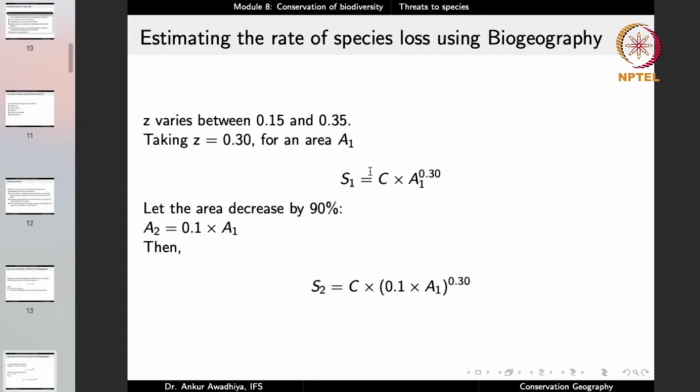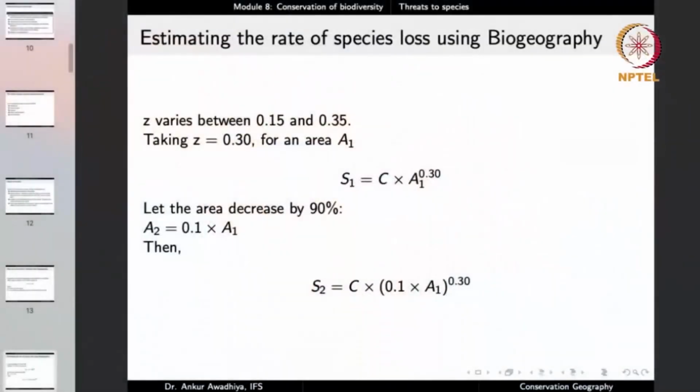Now, this model can also very easily fit the case of forests, because if you consider a forest that is surrounded by a human dominated landscape, that is, you have a small patch of forest surrounded by, say, agricultural fields or by human habitations, this forest is acting like an island. So we can very easily use the island biogeography model in the case of patches of forests.